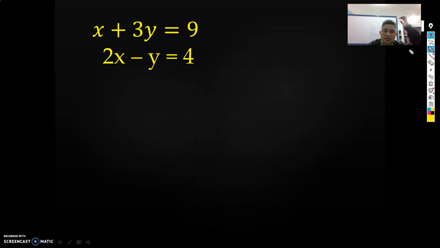Okay, good morning ulit. So this is our third case for the elimination method. If we are to review the two previous elimination methods that we have discussed, the first one is the addition method using elimination method. The second one is the subtraction method using elimination method. So this time, this is called case number 3 of the elimination method.